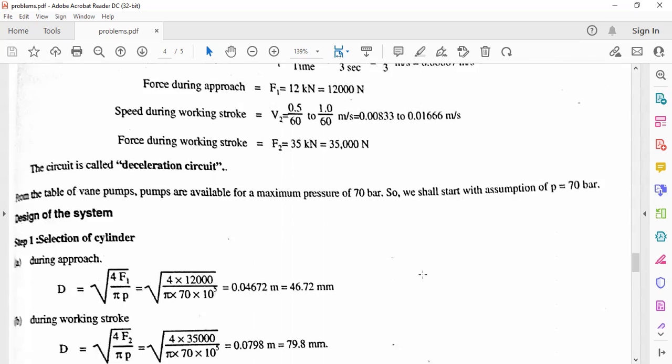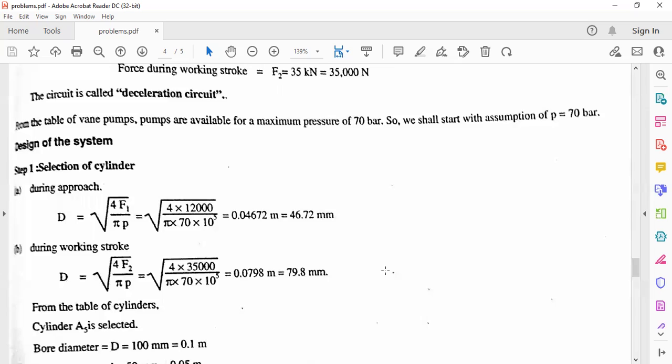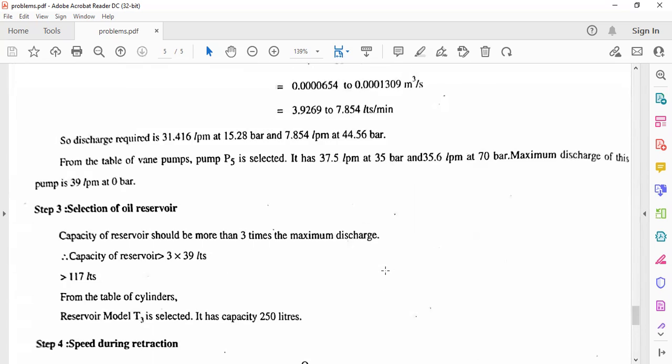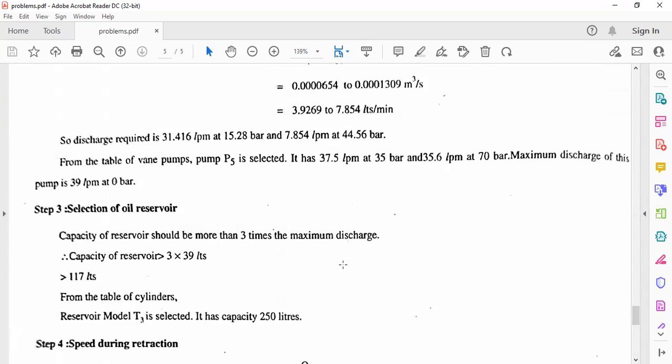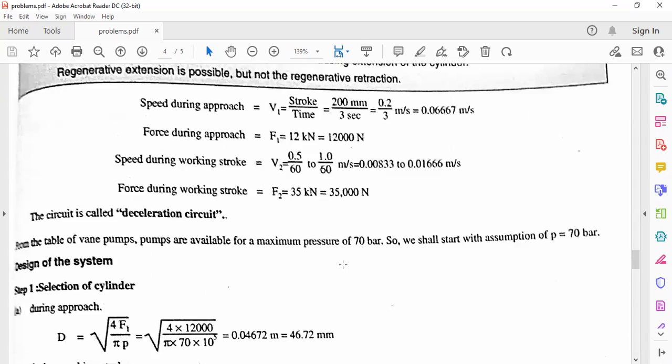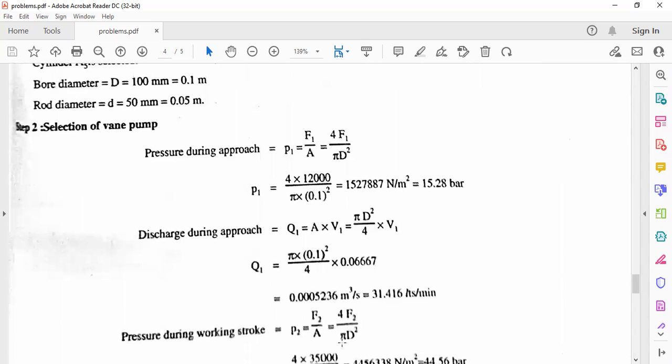So in this way, we have seen this problem. We have selected all this design, this component, direction of other component. Today we have stopped here. Any doubt, any queries, please ask me.